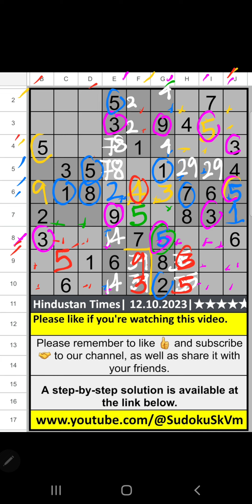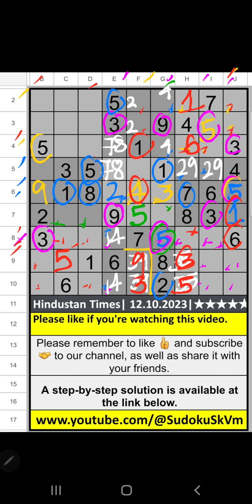Column J and 4th row, we have 1. So 1 can't come in these cells. Then 1 is confirmed here. Then column H, 3 numbers are remaining, 2, 9, 6. 8th row, we have 6. So 6 can't come in this cell. Then 6 is confirmed here. Then only 2 numbers are remaining, 2 and 9. It will come in one of these cells.